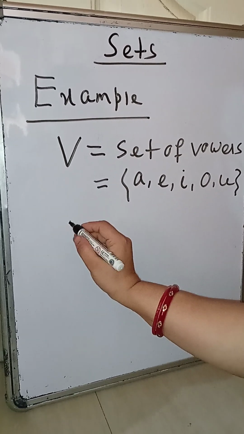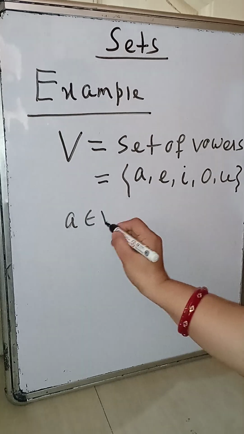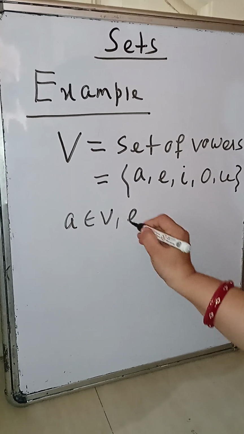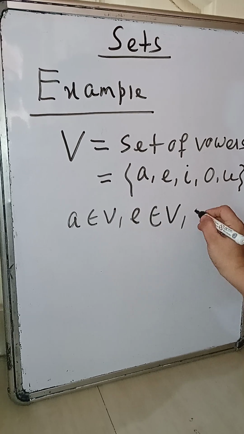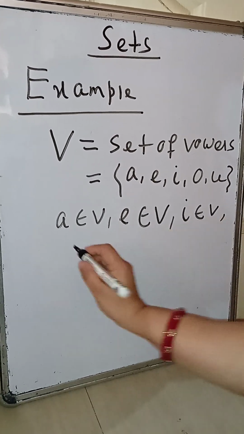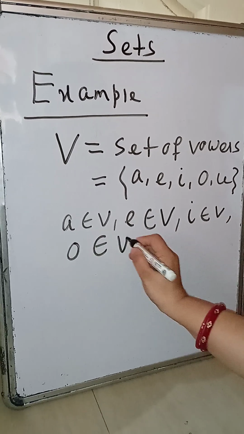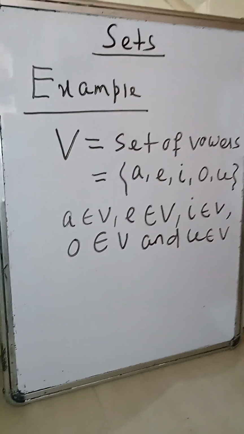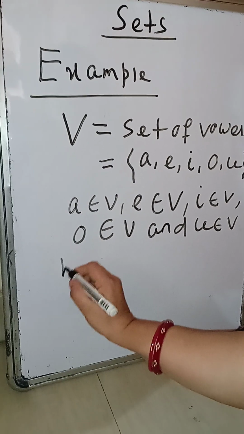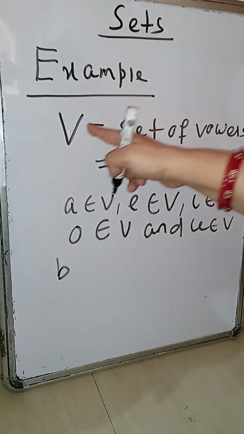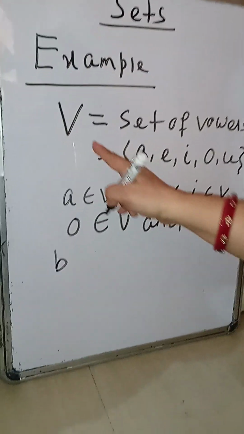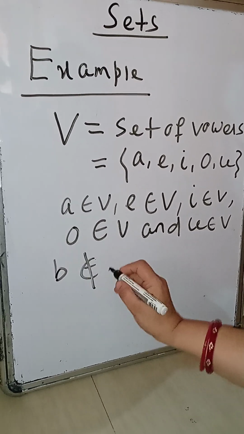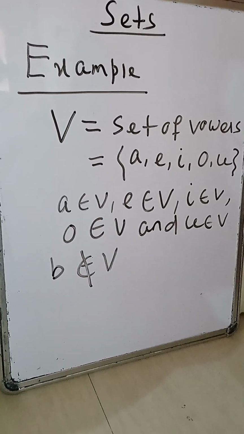So what will we write here? We can write a belongs to V, meaning small a is present in the set V, small e is present in the set V, i belongs to V, o belongs to V, and u belongs to V. But if we take an element, say small b, does it belong to the set V? No, it does not belong to the set V. So we will write small b does not belong to set V.